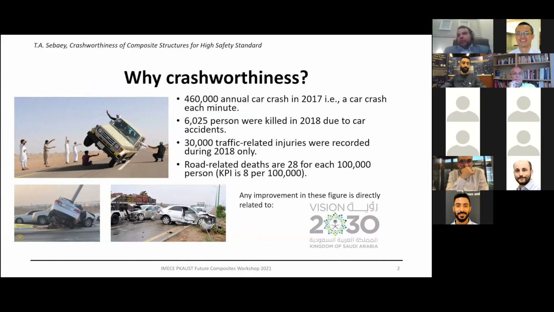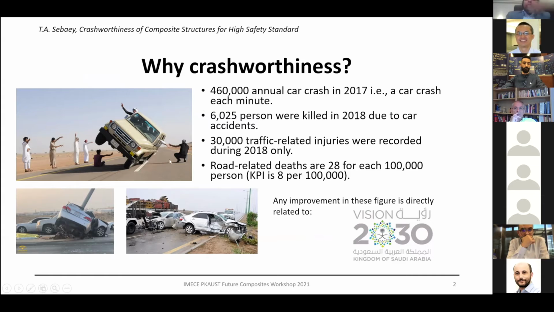The problem is that those images and more images are part of our daily routine. Every day you can see those images, and as a result, in 1 year almost 7,000 persons were killed in car accidents. There are almost half a million car accidents in 1 year in Saudi Arabia. In Saudi Arabia the KPI is 28, whereas the international standard is that this KPI should be 8. This is against Vision 2030, while we are improving the lifestyle and the safety of the person. So we should take action regarding this.